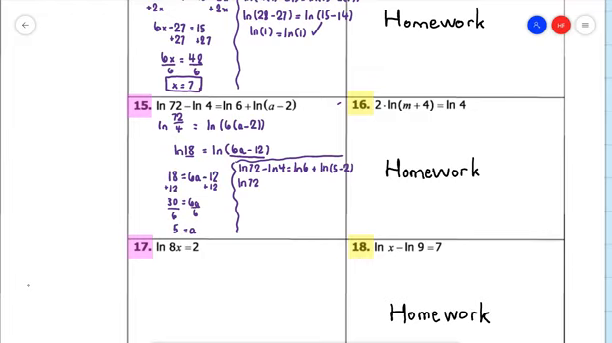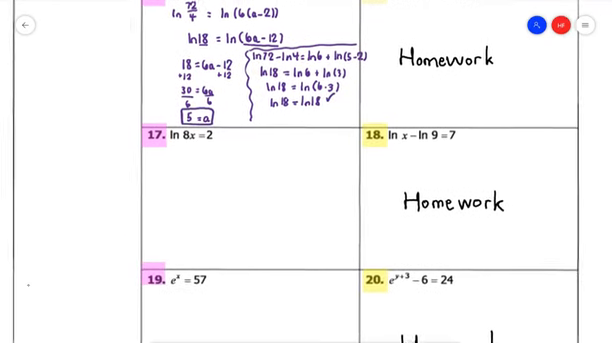ln 72, let's condense that again. So that's ln 18 equals ln 6 plus ln 3. ln 18 equals ln 6 times 3. ln 18 equals ln 18. So 5 equals a, or a equals 5. It does work, it's not extraneous.